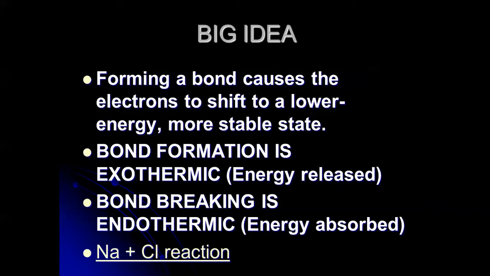Now, just to help you see this, let's look at the reaction between Na and Cl. So far we've been talking about Na forming an ion, becoming Na+, Cl forming an ion, becoming Cl-. What happens when these two things actually form and undergo a chemical reaction? What does it look like? Well, let's check it out.